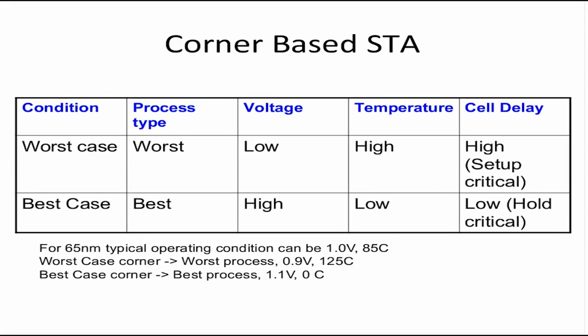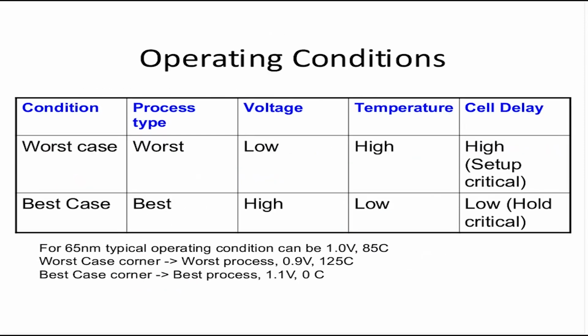Now, what operating conditions might we choose? In all the technology nodes like 55 nanometer, 90 nanometer, at least we should have two corners.